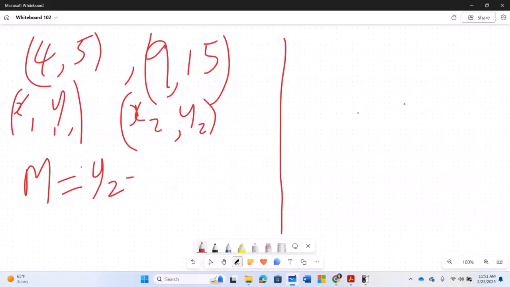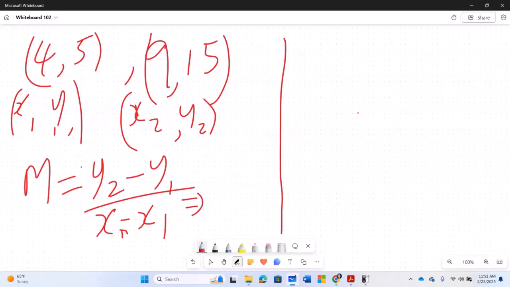Changing y, y2 minus y1, over changing x, x2 minus x1. So what is my y2? y2 is 15, y1 is 5, x2 is 9, x1 is 4. So let's find the slope.